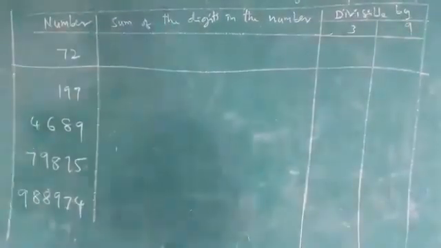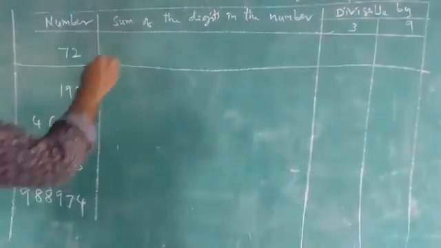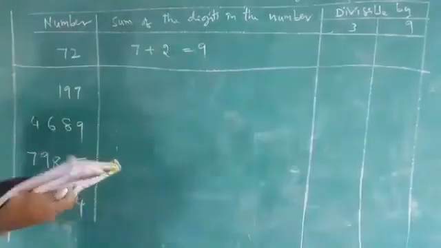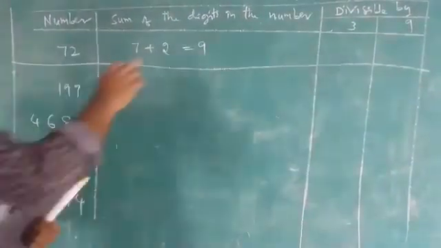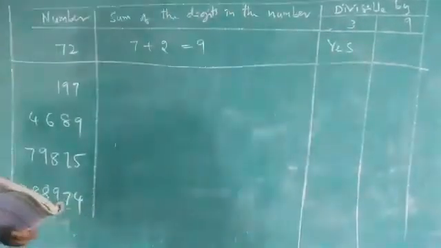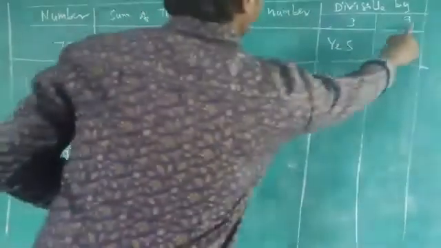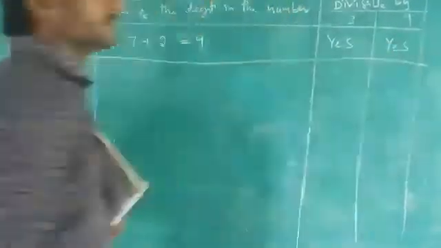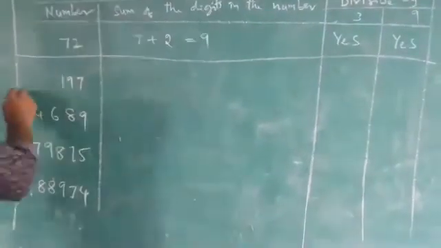Here it is 72, children. Sum of digits means what to do? 7 plus 2, that is 9. Now, is it divisible? Is 9 divisible by 3? Yes. And is it divisible by 9? Yes, 9 is divisible by 9. So yes. In this one, nothing is difficult, just do the addition. Second one you try, third I will explain.